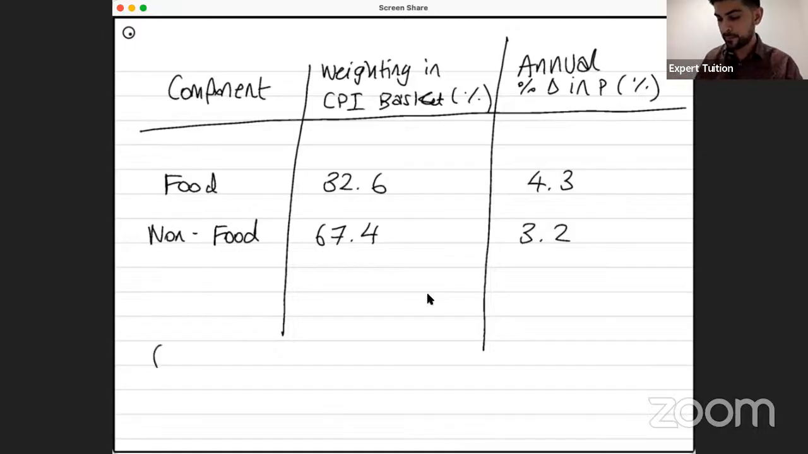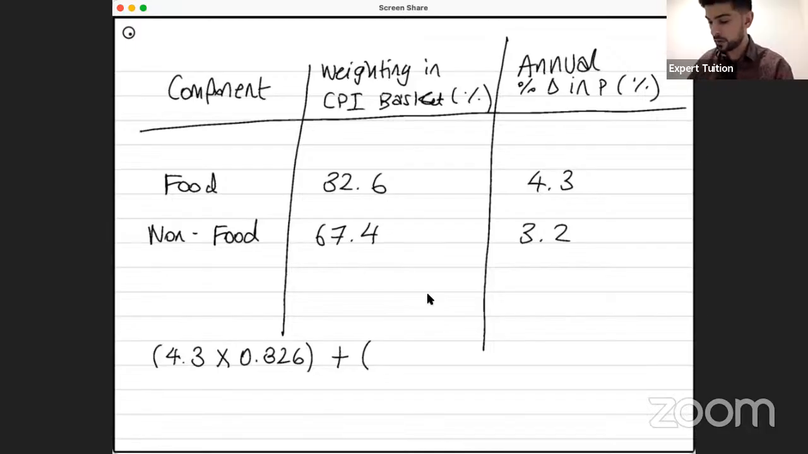You go, what is the change in the price of food? Well, food went up by 4.3%. You do 4.3 times... I want that number, 4.3, to only account for 32.6% of my overall inflation number. So I go times by 0.326, plus that.